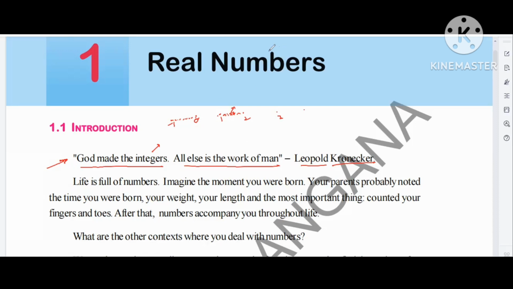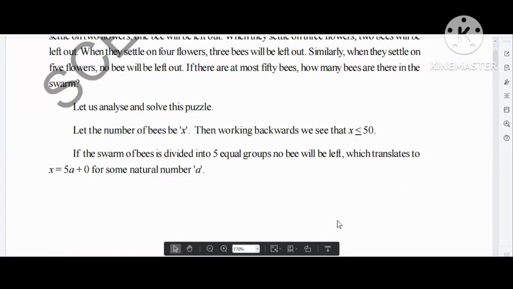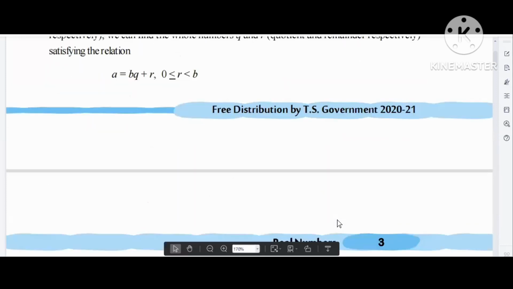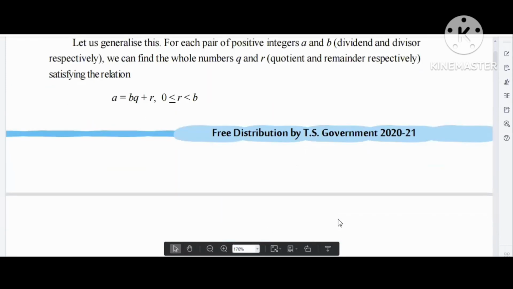Now I enter into the topic. In your chapter on real numbers, the first and most important topic is the Euclid division algorithm. What is the Euclid division algorithm? I want to tell you that. Here it is given as a simple equation.